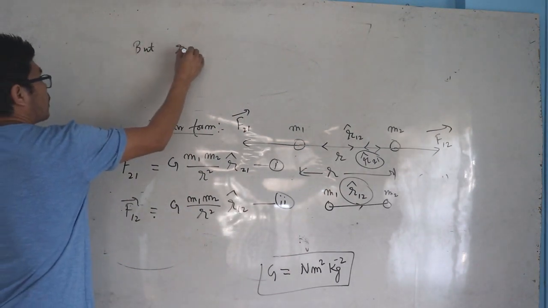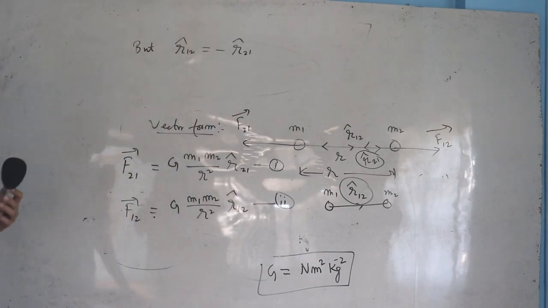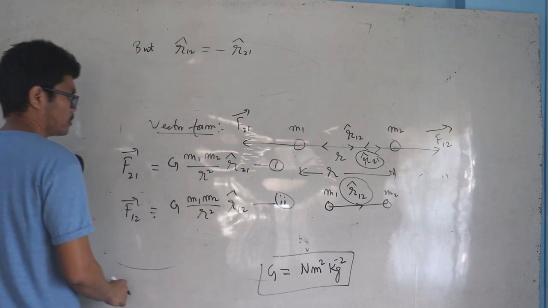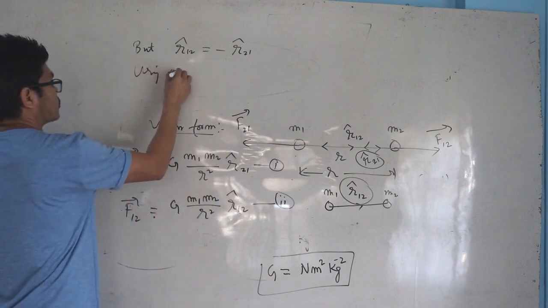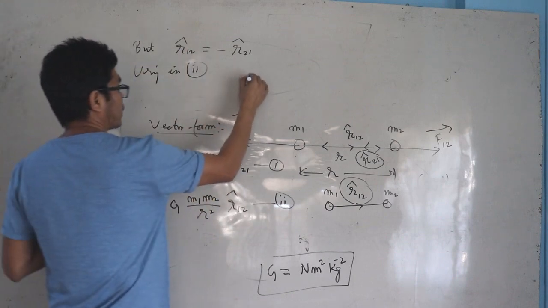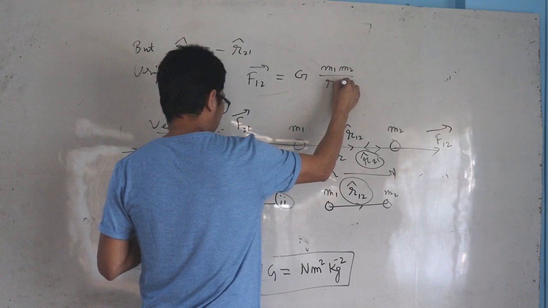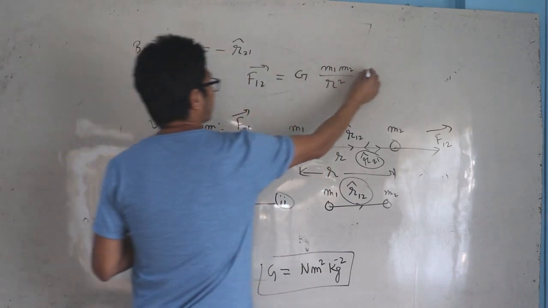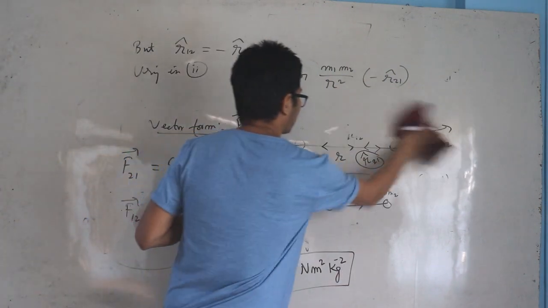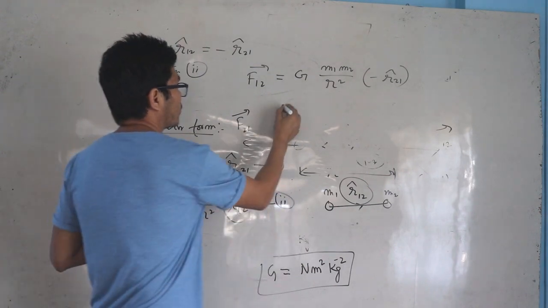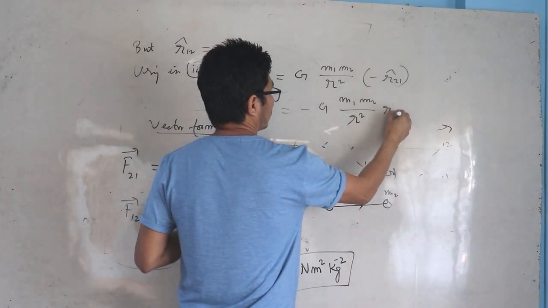But you know that r12 cap is equal to minus r21 cap. This is from vector algebra. You will be studying it later on, but for the time being, remember this formula. So you can put this in equation number 2. If you put it in the second equation, you have F12 equal to G m1 m2 divided by r square. Instead of r12 hat, you can write minus r21 hat or cap. Then this equation will be transformed like this. Next, you can write minus G m1 m2 divided by r squared times r21 cap again.